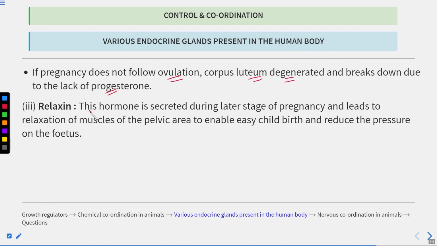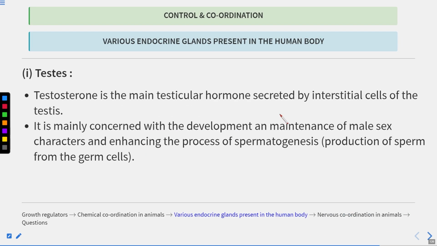The next hormone is relaxin. So, this hormone is secreted during the later stages of pregnancy and leads to the relaxation of the muscles of the pelvic area, to enable easy childbirth and reduce the pressure of the fetus. Now, let's talk about the testes. So, in the testes, what is the hormone secreted?